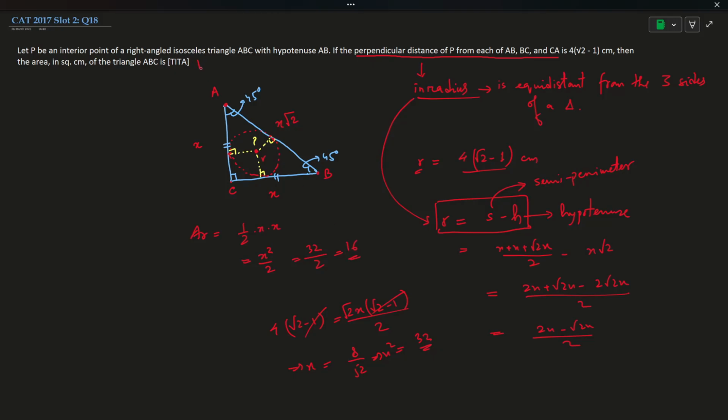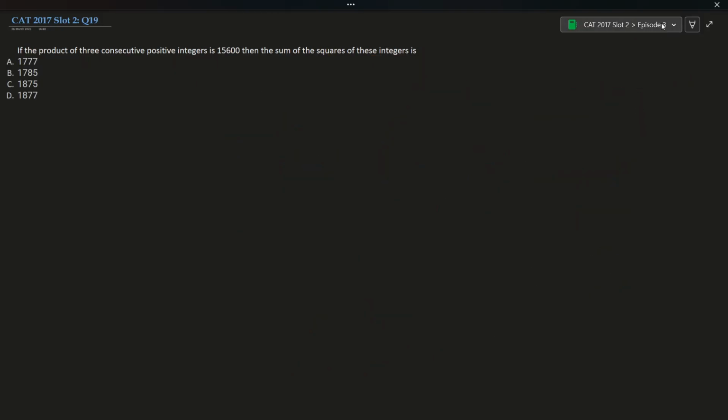So the correct answer will be, it's a typo in the options, so the correct answer will be 16, guys. Not so difficult. Easy question only, in my opinion. Let's move on to the fifth question.